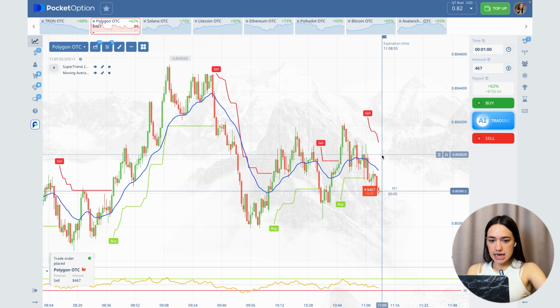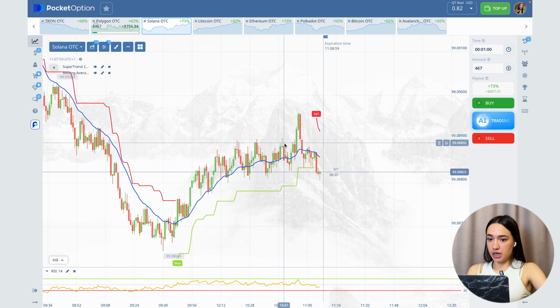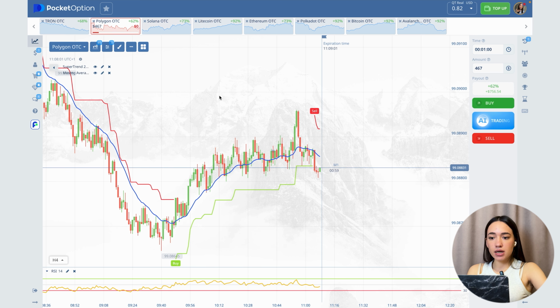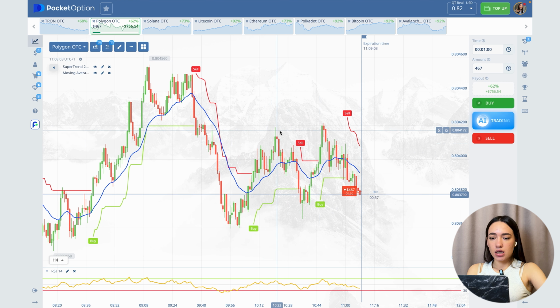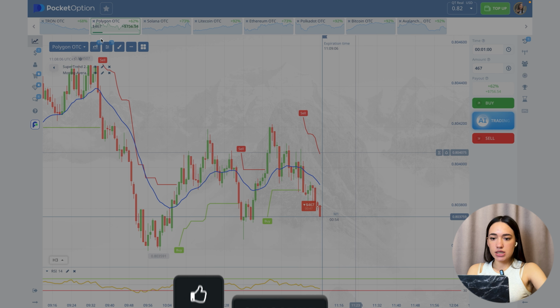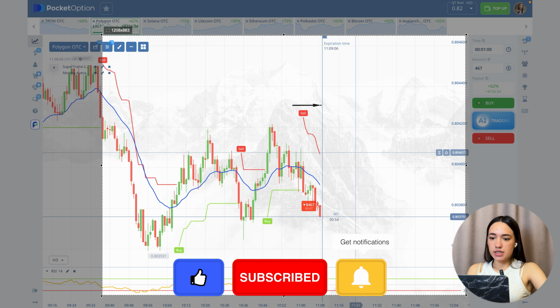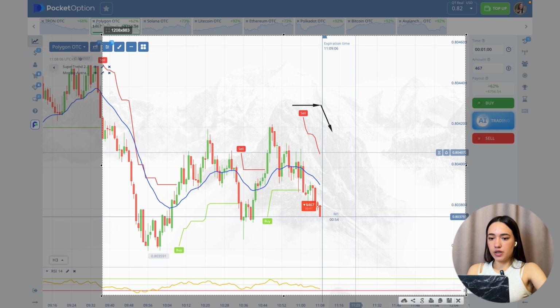Okay, so what's next? And here I guess it will be another sell trade, because the entry is similar to the previous one. SuperTrend shows a sell signal. So there is a downward cross of the moving average, and the RSI is between 50 and 30, confirming bearish pressure.